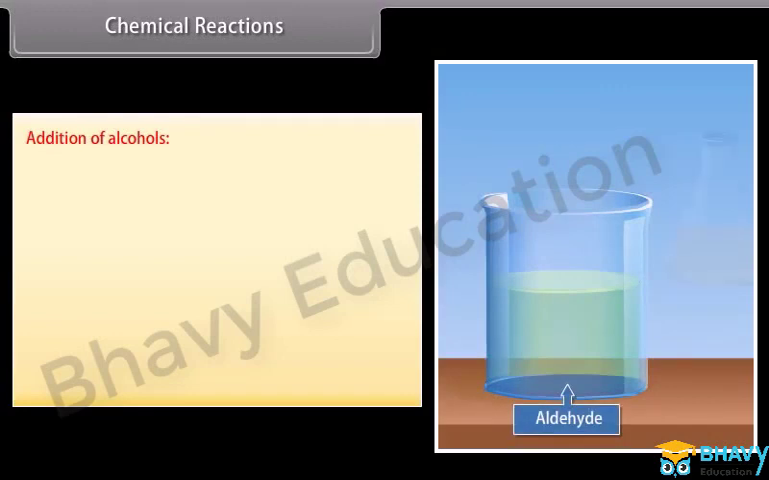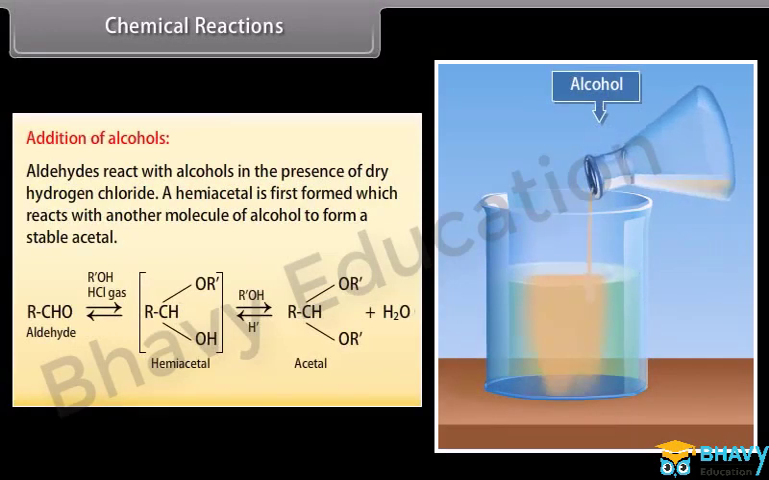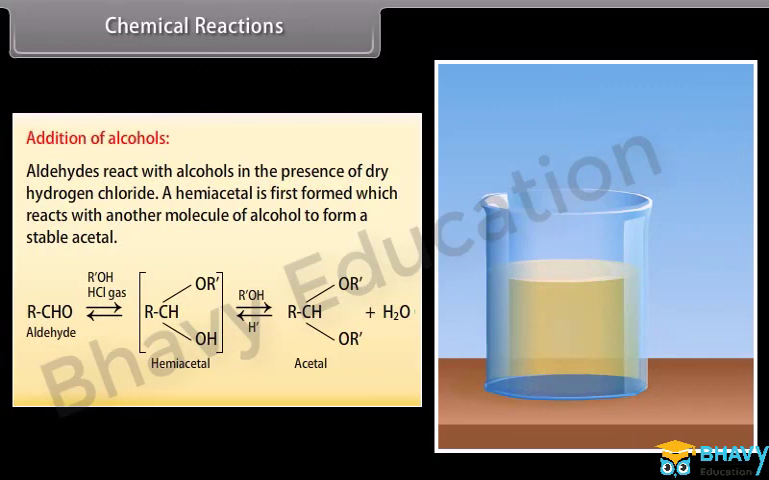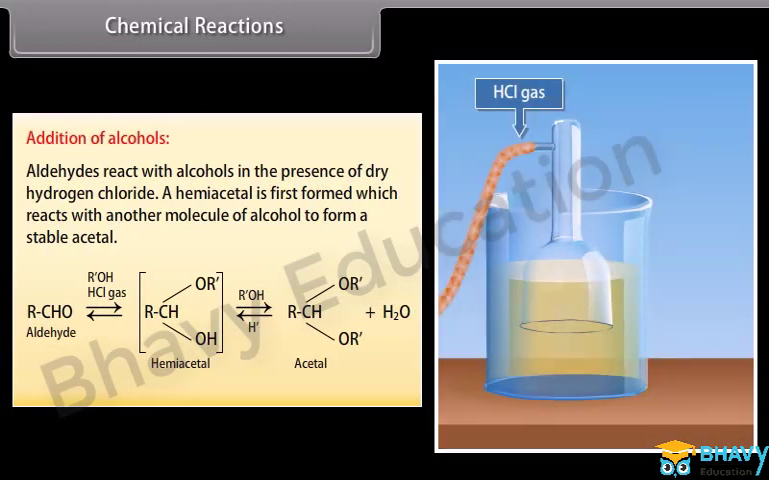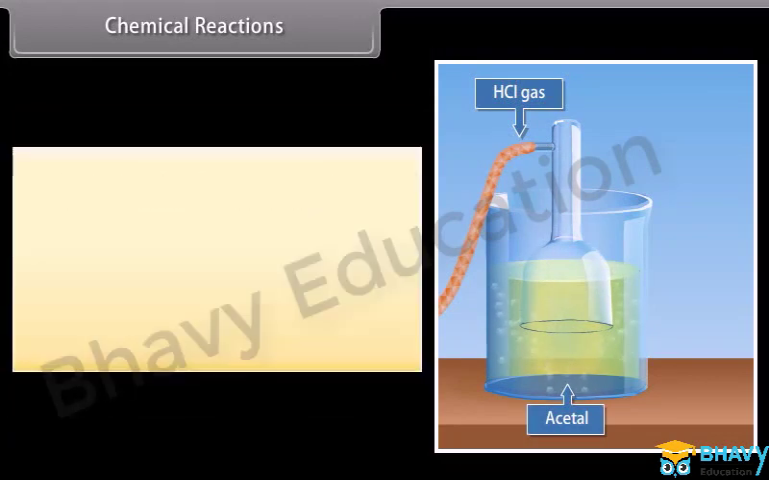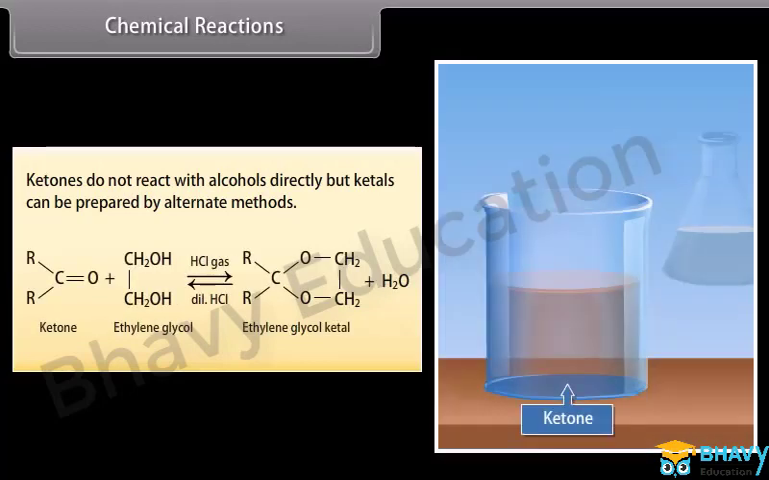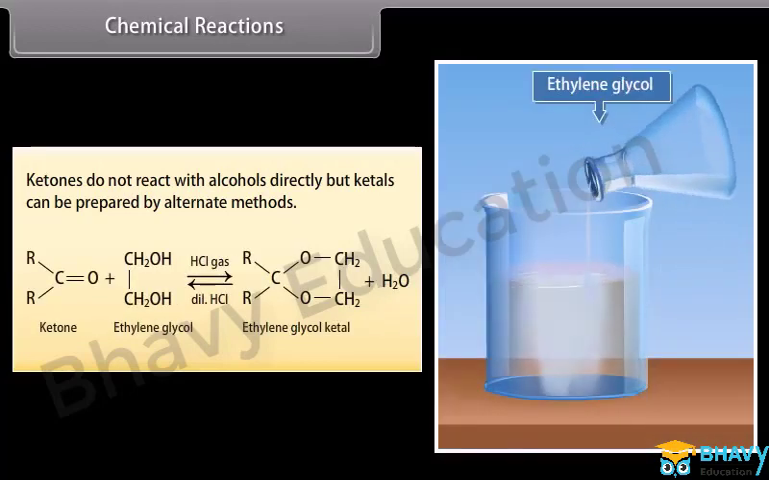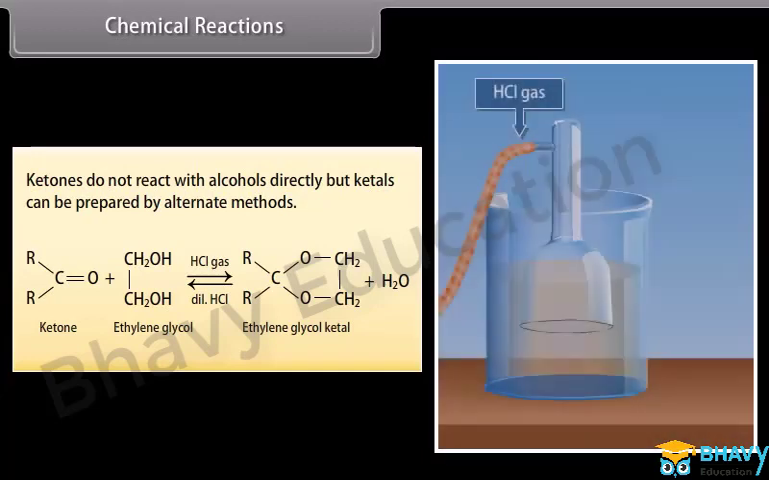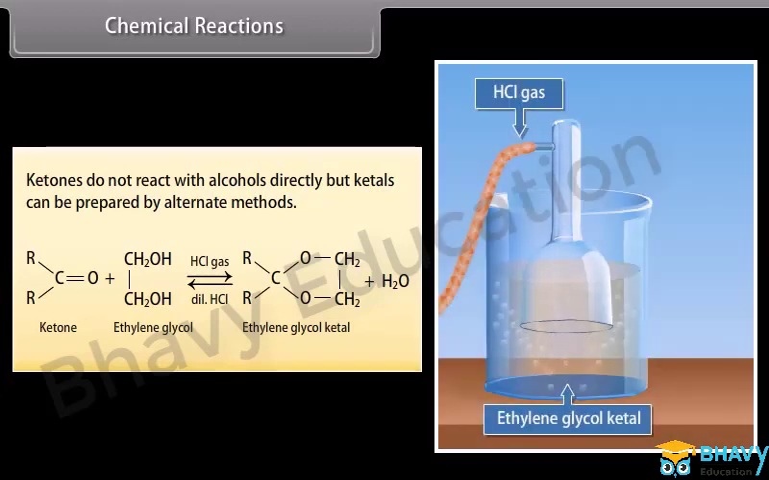Chemical reactions. Addition of alcohols. Aldehydes react with alcohols in the presence of dry hydrogen chloride. A hemiacetal is first formed which reacts with another molecule of alcohol to form a stable acetal. Ketones do not react with alcohols directly, but ketals can be prepared by alternate methods. Ketone reacts with ethylene glycol in the presence of hydrochloric gas and forms ethylene glycol ketal along with water.